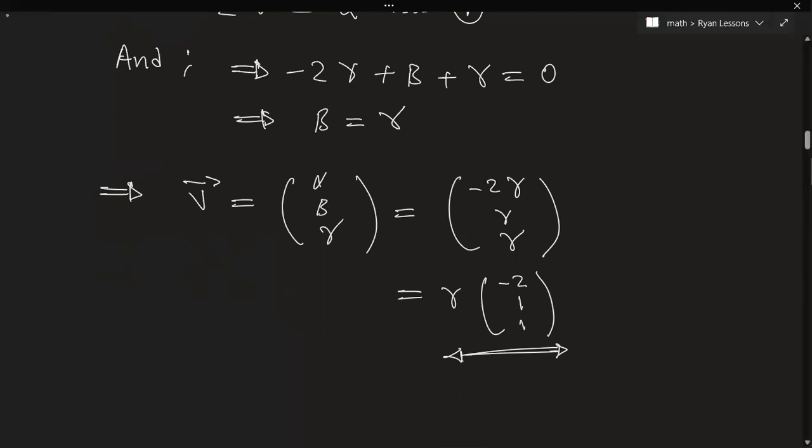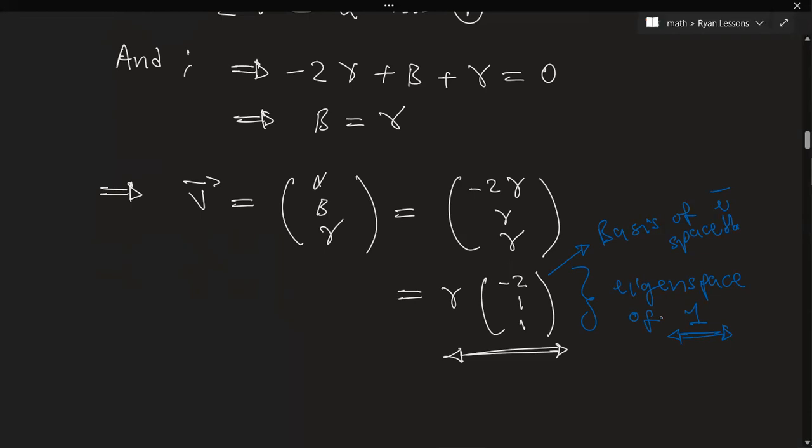So this whole thing, we refer to it as the eigenspace of 1, and this one forms the basis of that space. You see this bracketed term, negative 2, 1, 1, since it is the one that creates all elements in the set, it becomes the basis.